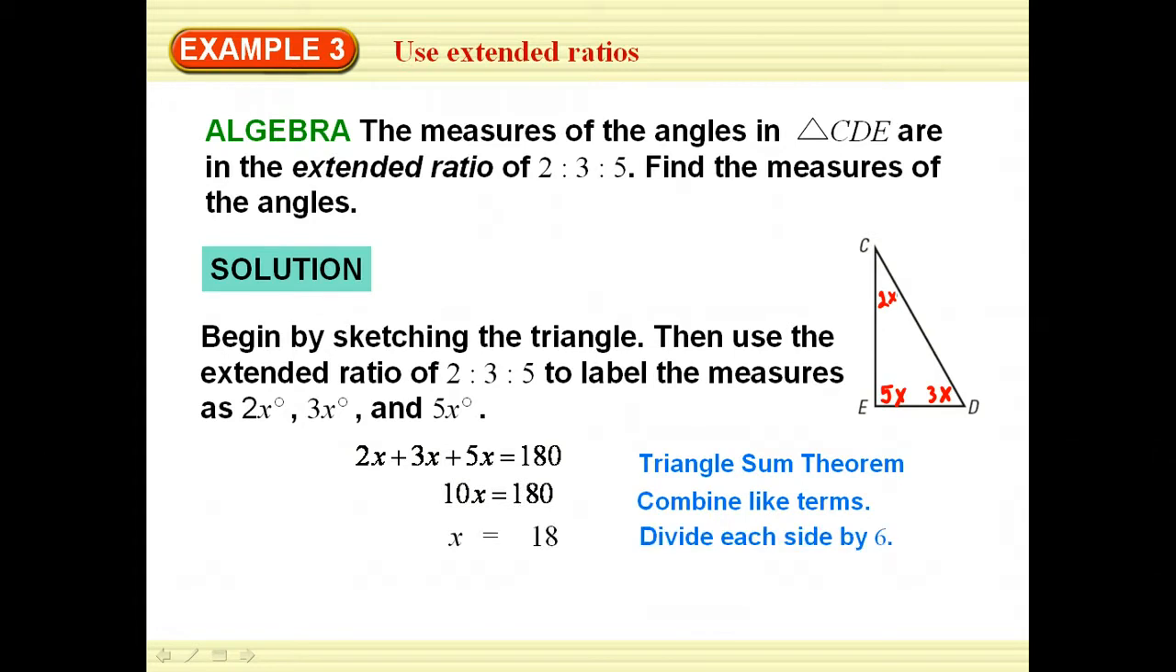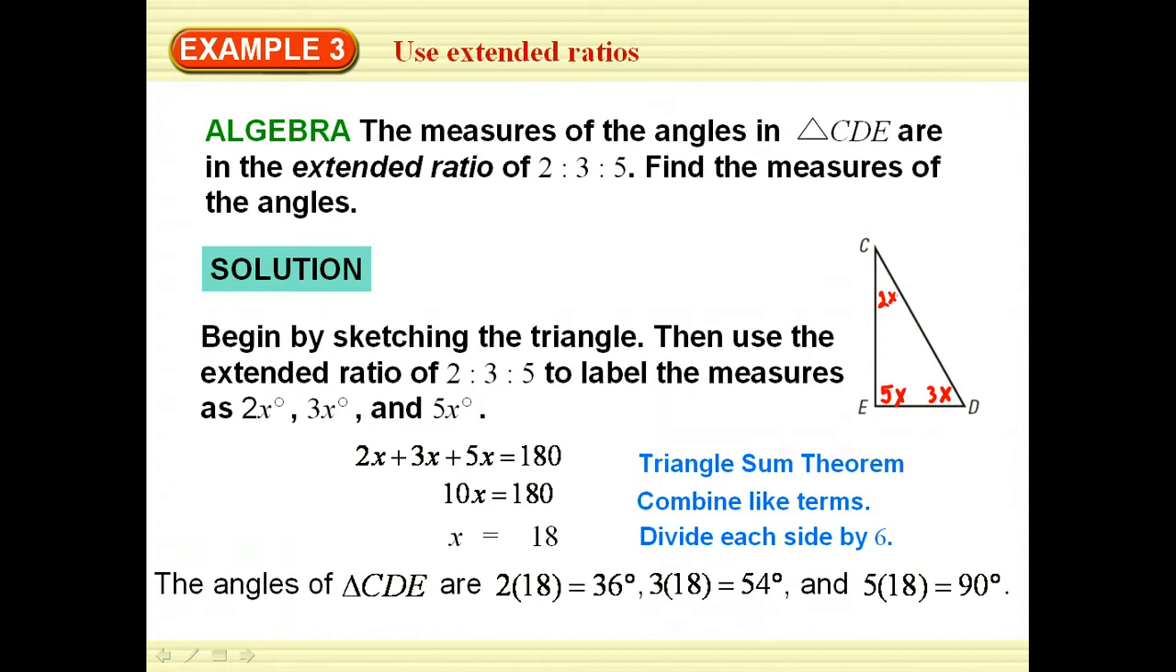So I just need to plug back in. 2 times 18 gives me 36 degrees. 3 times 18 is 54 degrees. And 5 times 18 gives me 90 degrees for my 3 angles.